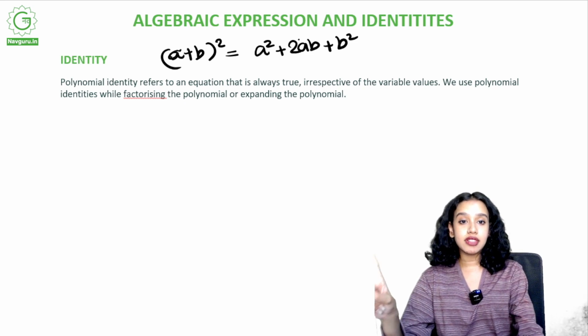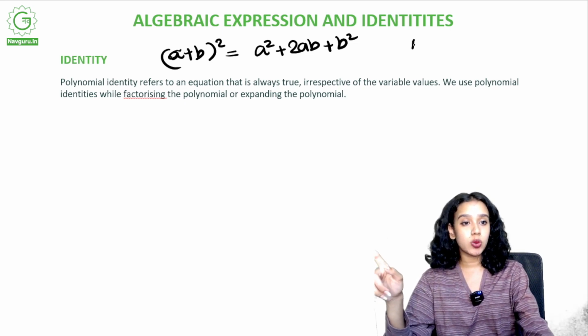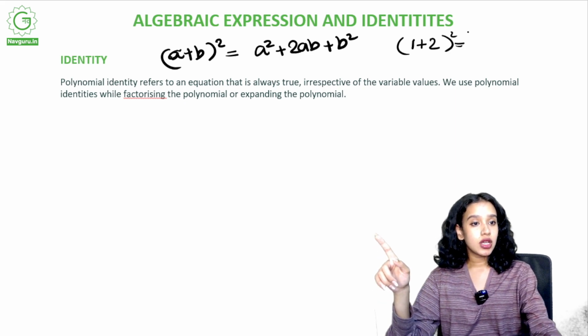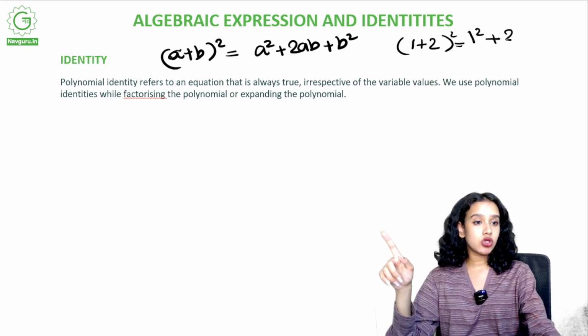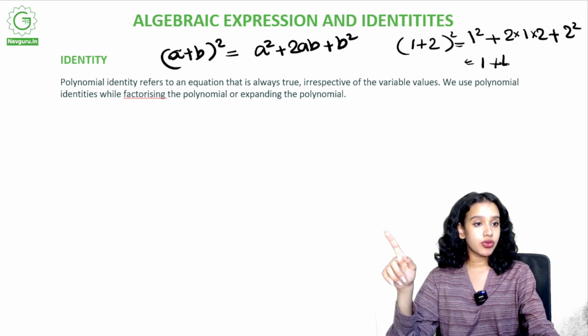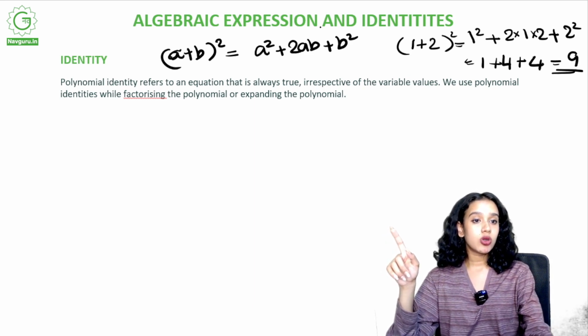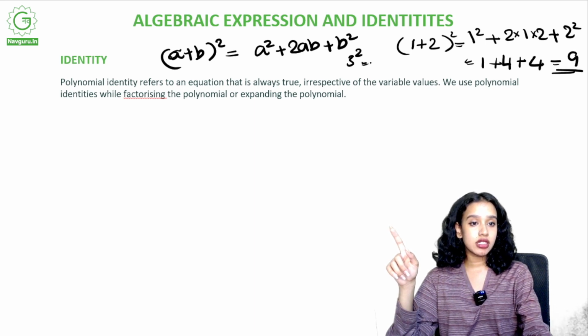So, let's put the values a equal to 1 and b equal to 2. 1 plus 2 the whole square is equal to 1 square plus 2 into 1 into 2 plus 2 square, which is 1 plus 2 twos are 4 plus 2 square is 4. You get 4 plus 4 is 8 plus 1 is 9, right? So, what is 1 plus 2? 3, and 3 square is actually 9.